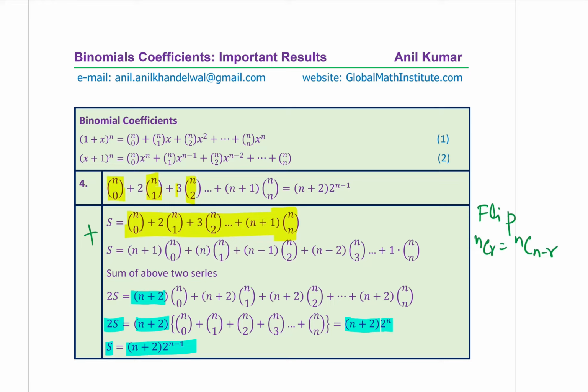So what you need to do is take the series, flip the terms, and change nCr to nC(n minus r). Add the two series and get your result. That is the strategy. Okay, clear?